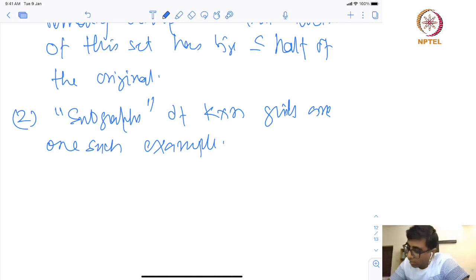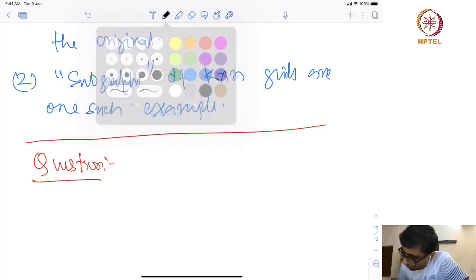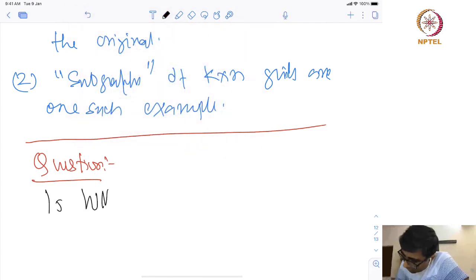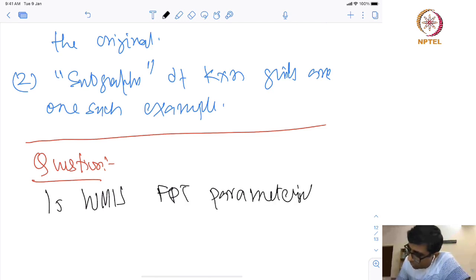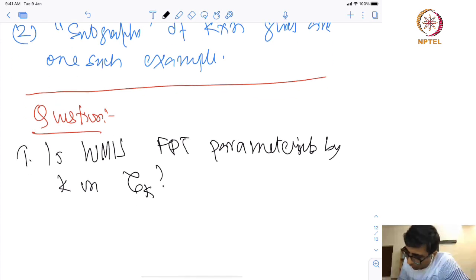So, let me end this class with two questions, and we will try to find answers to these two questions in the next lecture. What is my first question? Is weighted MIS fixed parameter tractable, parameterized by k, on this? That is question number one.